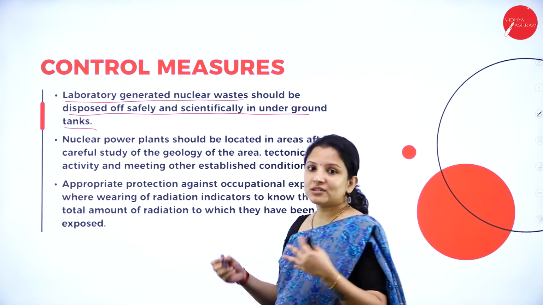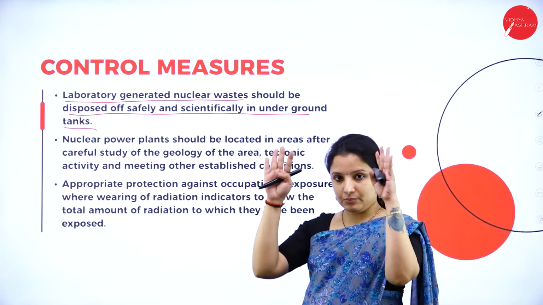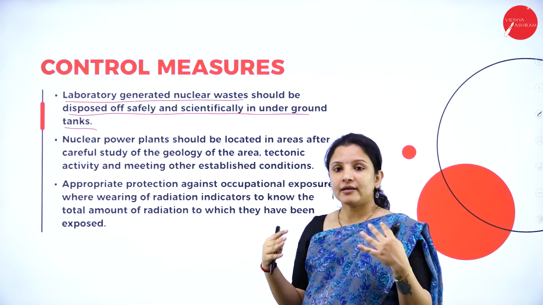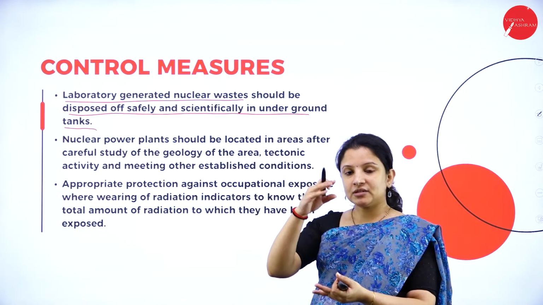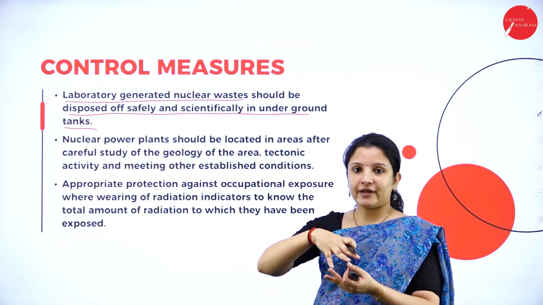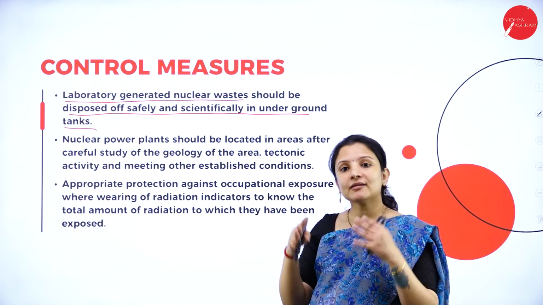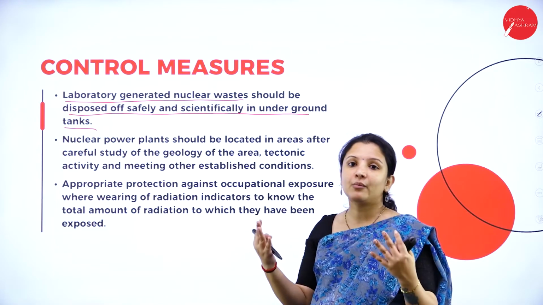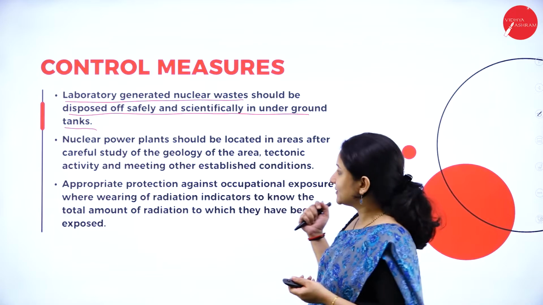So, what they do is they dig deep pits. In that pit, they make a wall and then they use a tin. Inside that tin or drums, they have to dump the radioactive waste, then close it properly and put it in the pit and then cover it so that it doesn't come out of the earth. So, that is how it is actually disposed of safely.